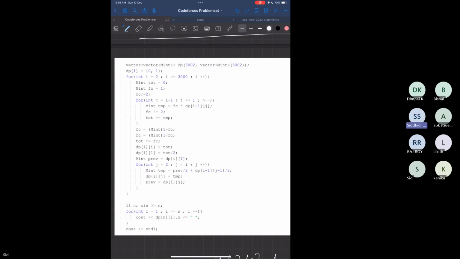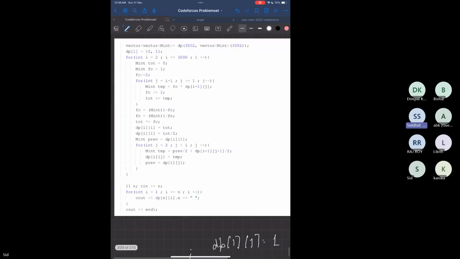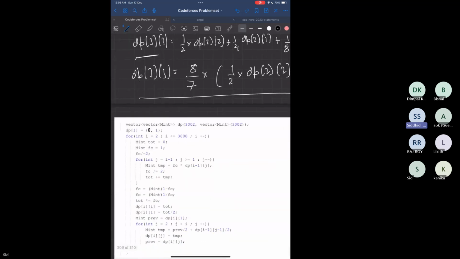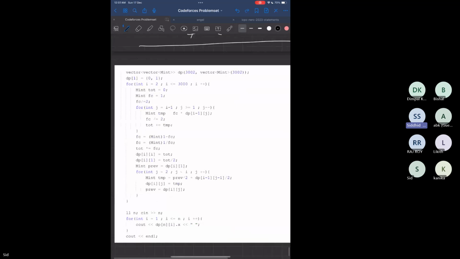Since we have to take mod again and again, I am here using modular int mint and creating a vector of size 3000 by 3000. My base condition is dp[1][1] = 1. Since I am keeping everything 1-based indexing, I am keeping a 0 at the start. Moving to this part, we will start from 2, since for dp1 this is our base condition.